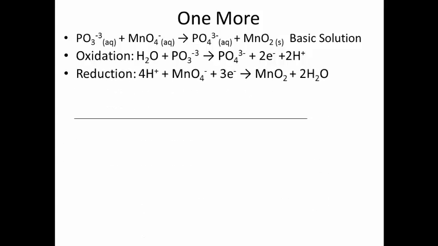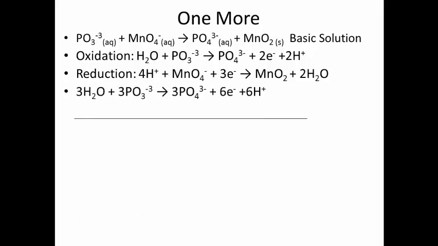For the reduction reaction, we have the permanganate turning into the manganese dioxide. In the permanganate, the manganese is +7, and in the manganese dioxide it's +4, so that means we had to add 3 electrons. And then to balance the oxygens, we put 2 waters on the right side, and then we have to add 4 hydrogen ions to the left to balance that.